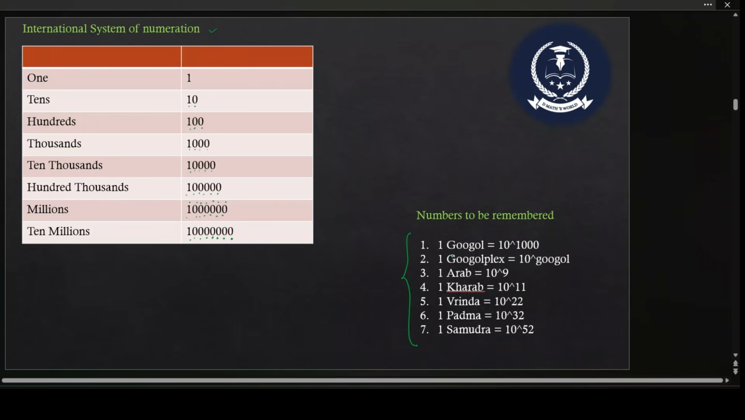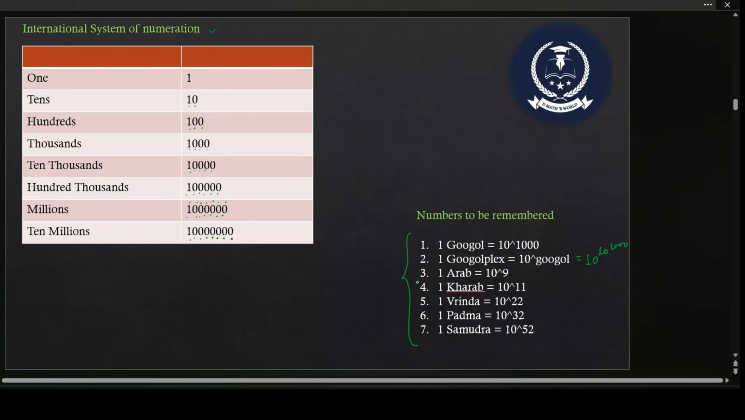Okay. One Googol. One Googol is equal to 10 to the power of 100. Now the second one, Googolplex, it would be 10 to the power of Googol. Googol means 10 to the power of 100, so we can write it down like that: 10 to the power of 10 to the power of 100.